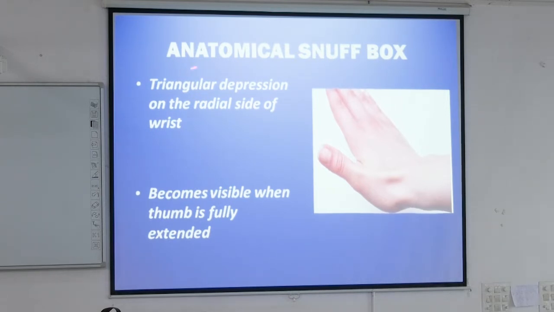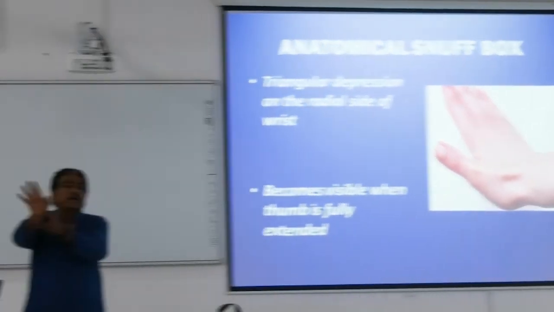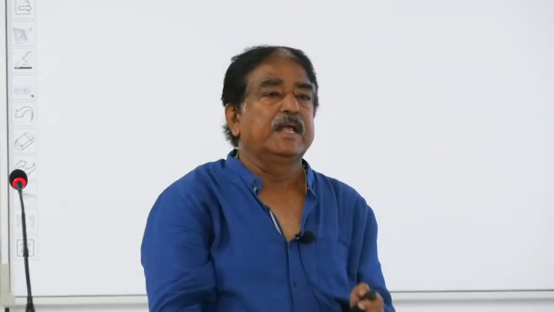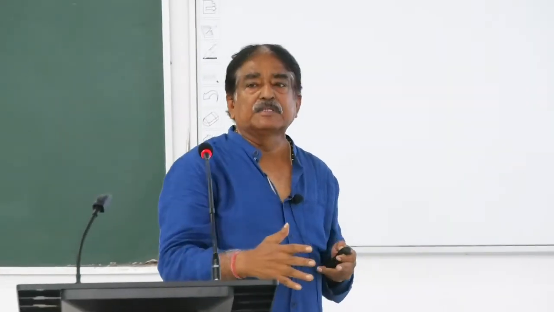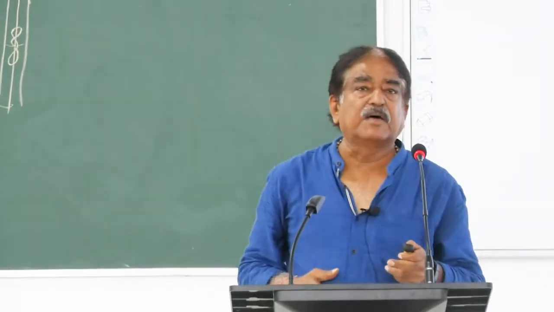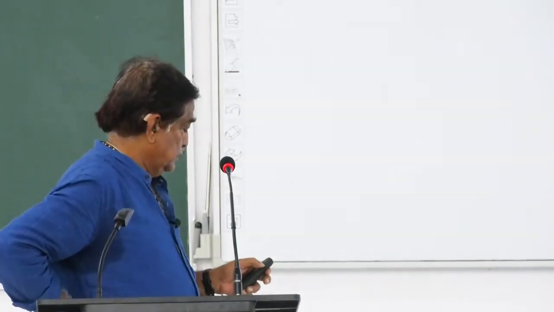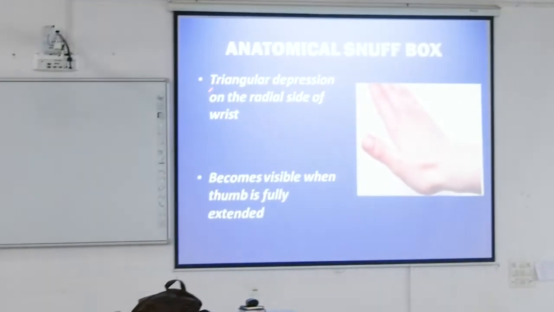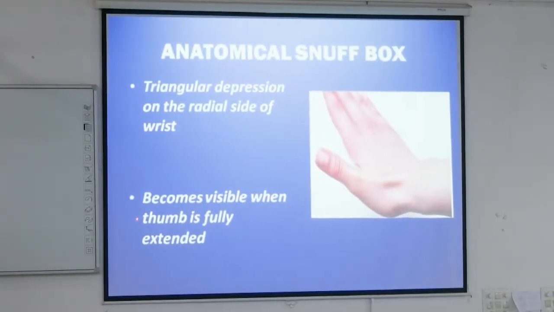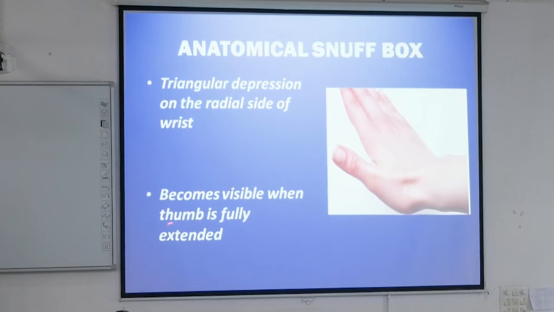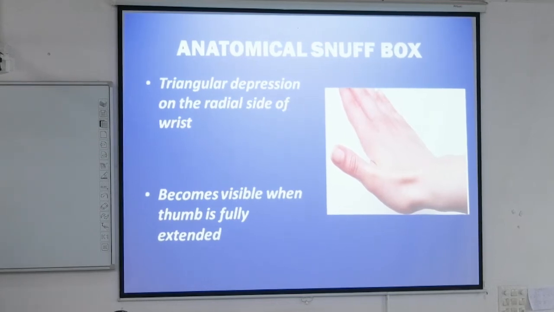Now the anatomical snuff box, a triangular depression on the radial side of the wrist. You can study this with your own hand. When you are reading, please relate it with your own hand. The triangular depression on the radial side of the wrist becomes visible when the thumb is fully extended, like this. Please see it in the section hall or just now.